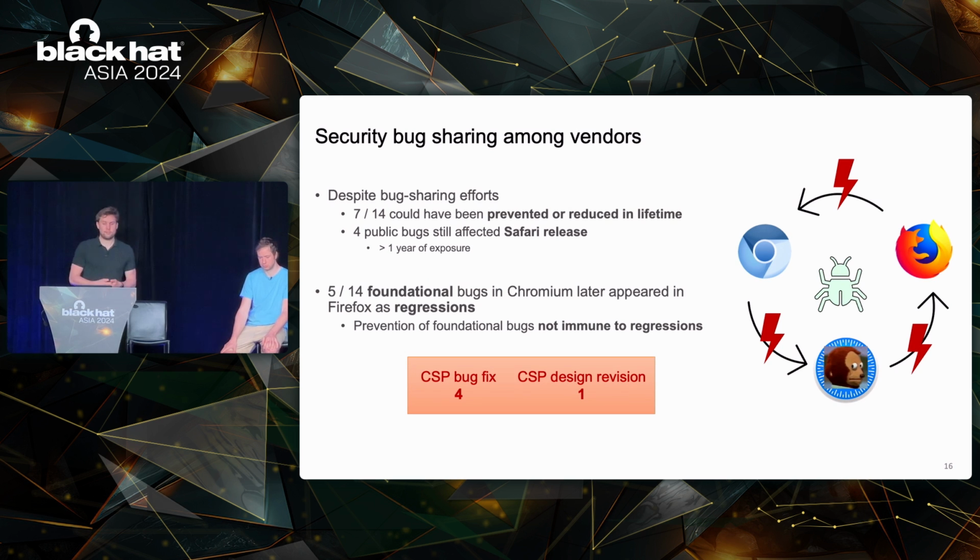And you would think that these regression bugs might have been features that Chromium added way ahead of Firefox, but this was not the case. These regression bugs were introduced due to CSP bug fixes, and this was in 4 cases. In one case, it was also due to a CSP enforcement design revision.